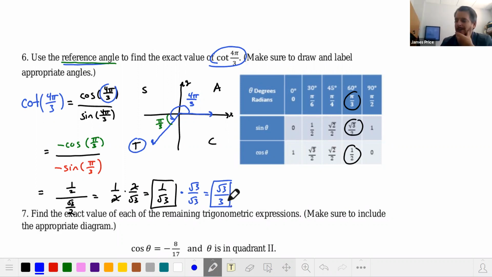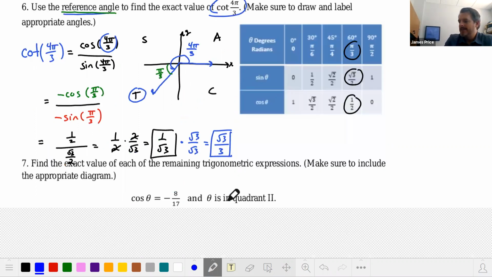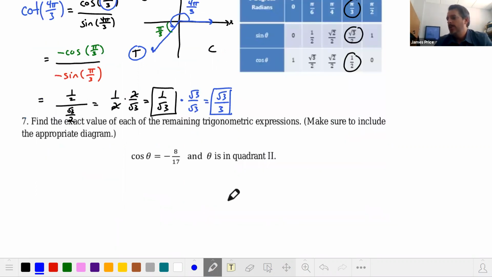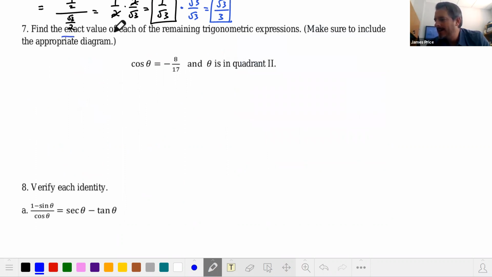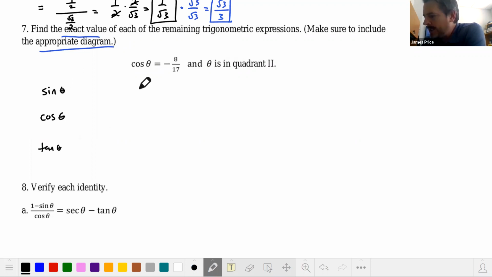All right, now moving on to number 7. What do we have? It says find the exact value of each of the remaining trigonometric expressions. Make sure to include the appropriate diagram. All right, so how are we going to do this? And so we want to basically find the sine of the angle. So sine of theta, and cosine of theta is given to us, but I like to write them all down. So cosine of theta and then tan of theta, along with their reciprocals. So cosecant of theta, secant of theta, and then cotangent of theta.